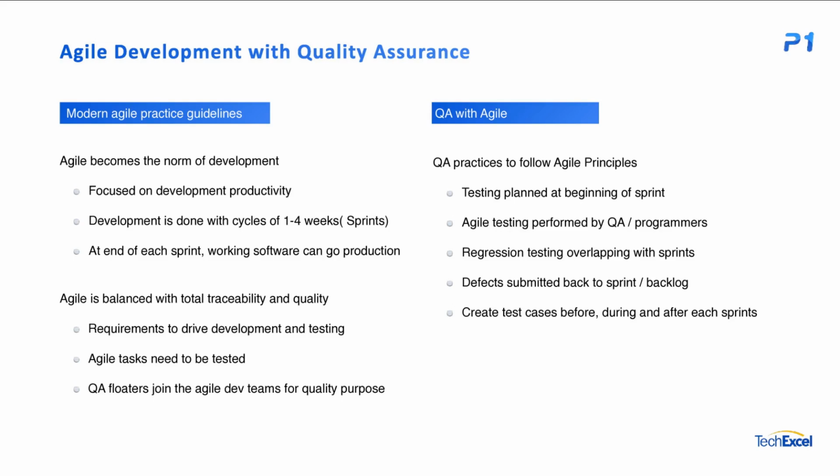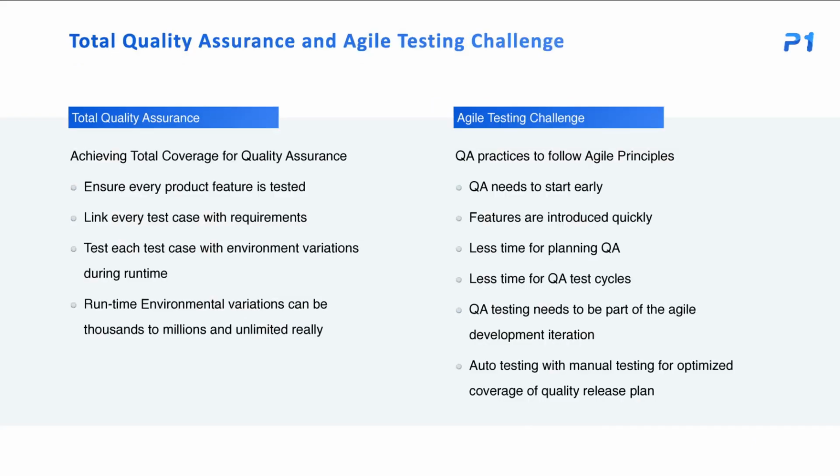We would like to enable QA team members to join development agile teams, and often a QA floater plays a role of working with the agile team. What if we take a different approach, viewing the same development process, but more from the eyes of the QA people? Then total quality assurance is to ensure every product feature is tested. We would like to have test cases be part of a requirement, and to test the runtime variations. And the runtime variations, primarily the environmental variation, can be thousands to millions or even unlimited variations.